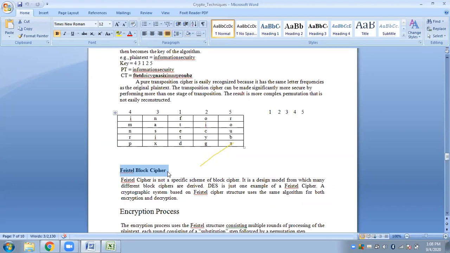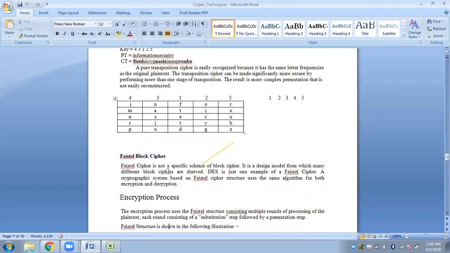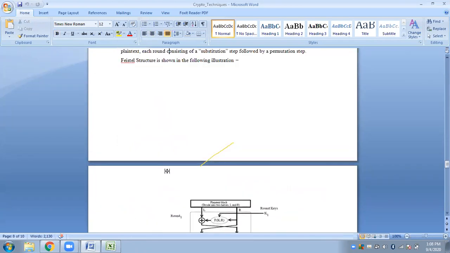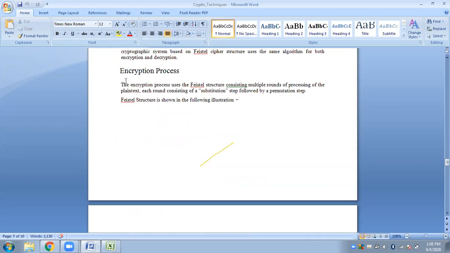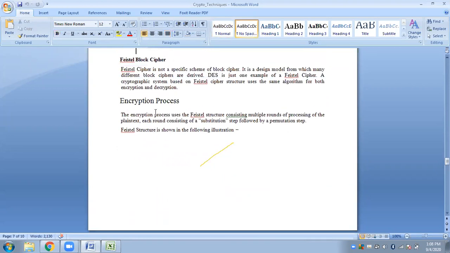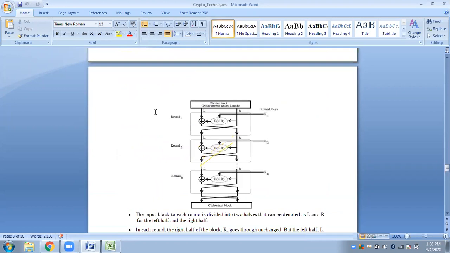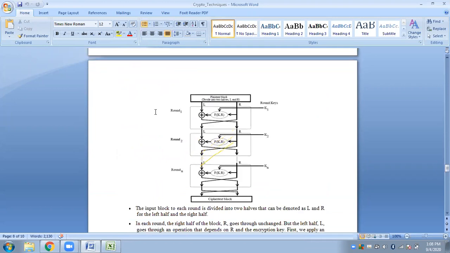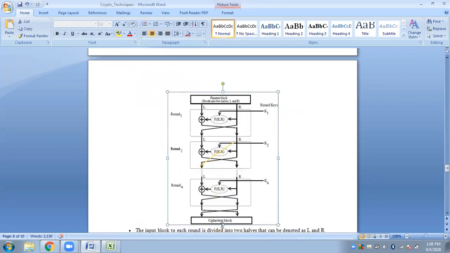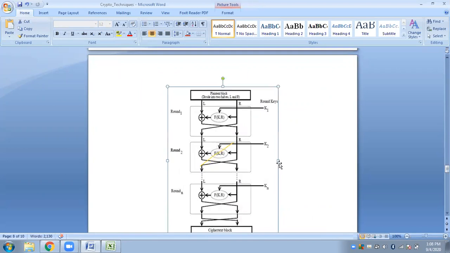We will be discussing one such block cipher technique, which is the Feistel block cipher. You see here, we will be discussing the encryption process. In Feistel block cipher, as I said, we will be dividing the plain text into blocks. Let me just maximize the size of this so that you can view it properly.